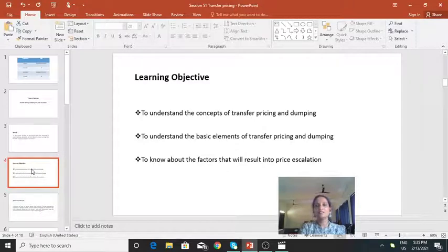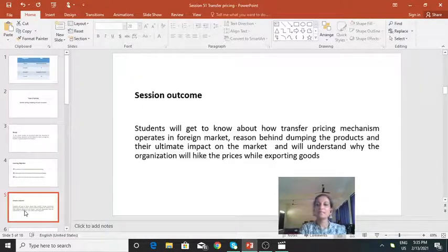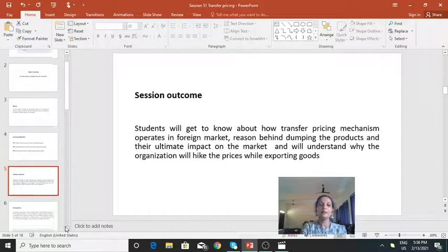What is the learning objective behind transfer pricing, dumping and price escalation? The first is to understand the concept of transfer pricing and dumping. Second, to understand the basic elements of transfer pricing and dumping. And third, to know the factors that result in price escalation. The session outcome is that students will have an idea about how the transfer pricing mechanism operates in the foreign market, the reason behind dumping the product and its ultimate impact on the market, and will understand why an organization will hike prices while exporting goods.